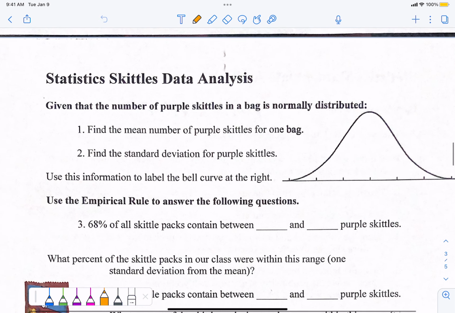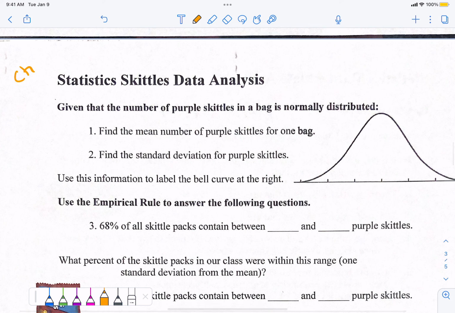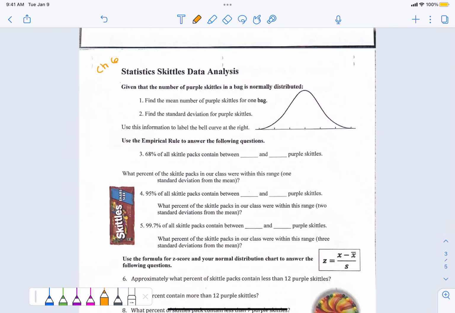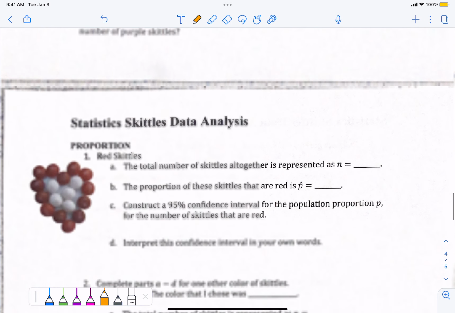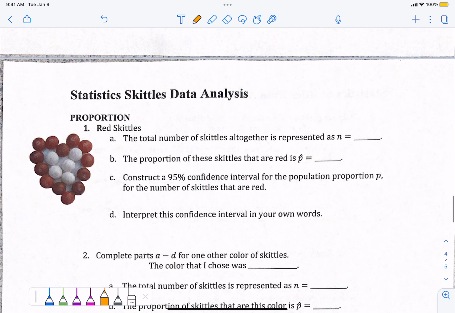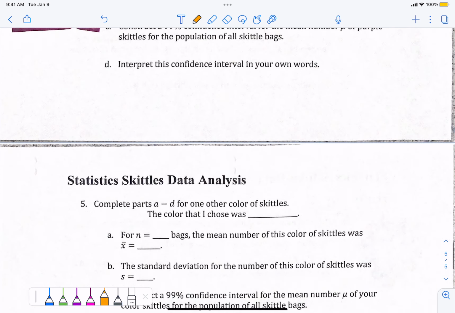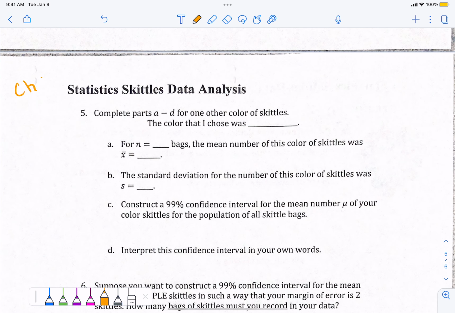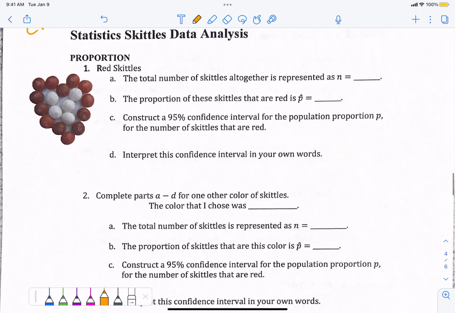Skittles data. This is chapter 6 stuff. It is what the second page is going to be. This is all chapter 6 stuff. So if you have a yellow sheet that has formulas on it, this is going to be chapter 6 stuff. The whole second page is what you are going to take a test on soon. This is chapter 7, and then chapter 7 is also this one, okay? So let's talk about the chapter 6 stuff first.